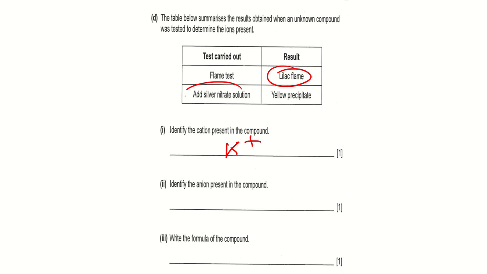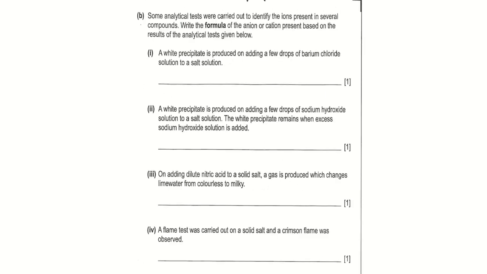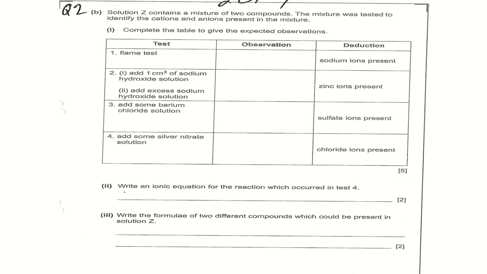To identify the anion present, we added silver nitrate. We got a yellow precipitate, so iodide ions. The formula is K is +1, iodine is -1, potassium iodide. Some analytical tests. I think we just had that one. Right, let's have a look.